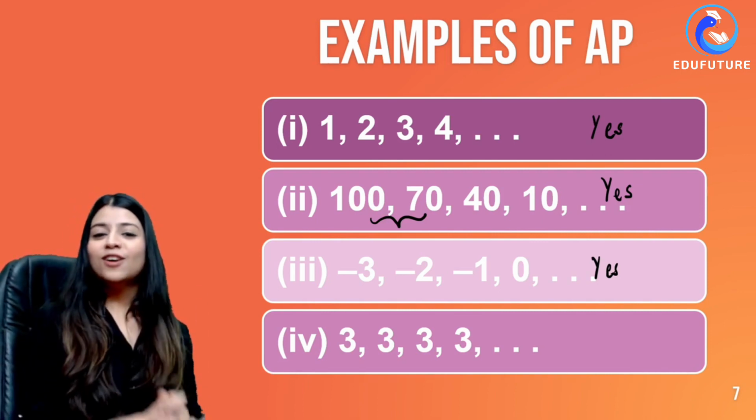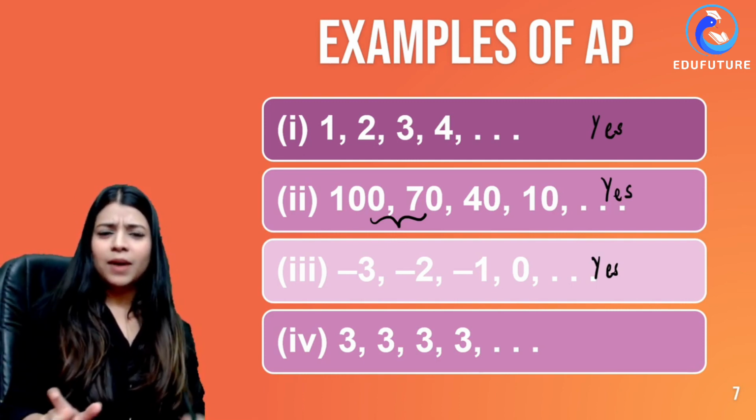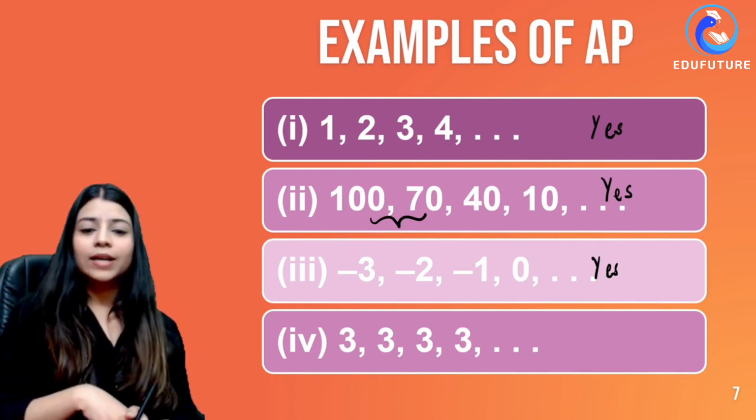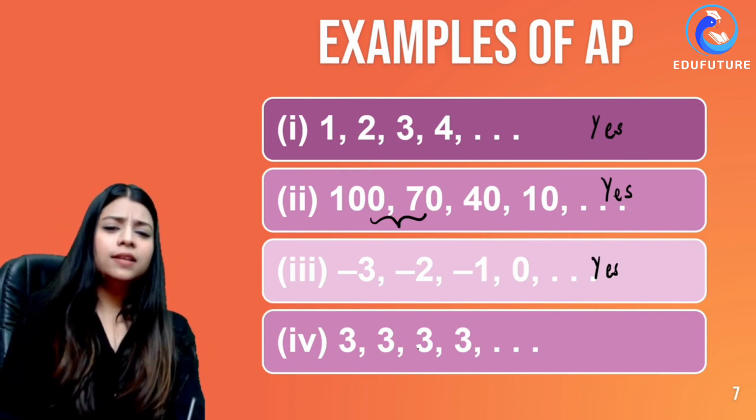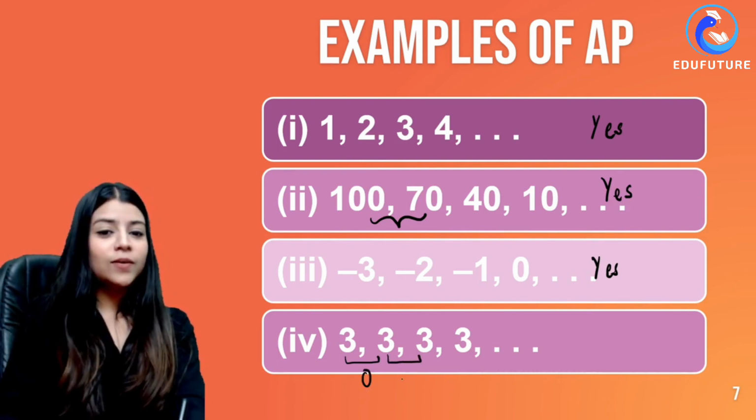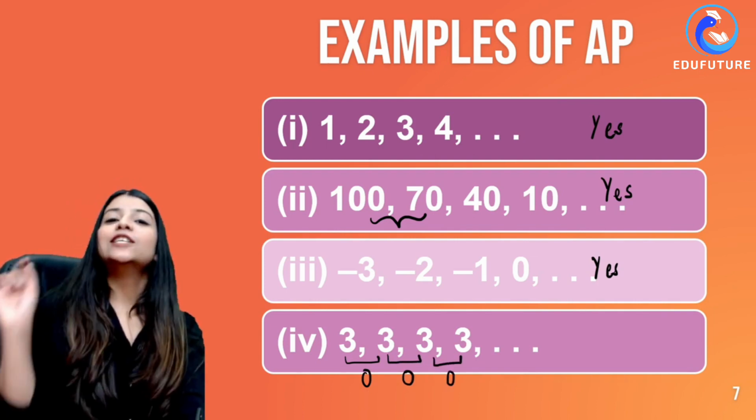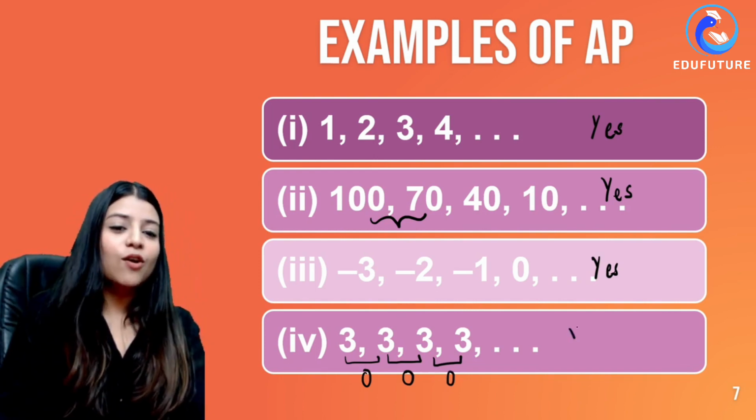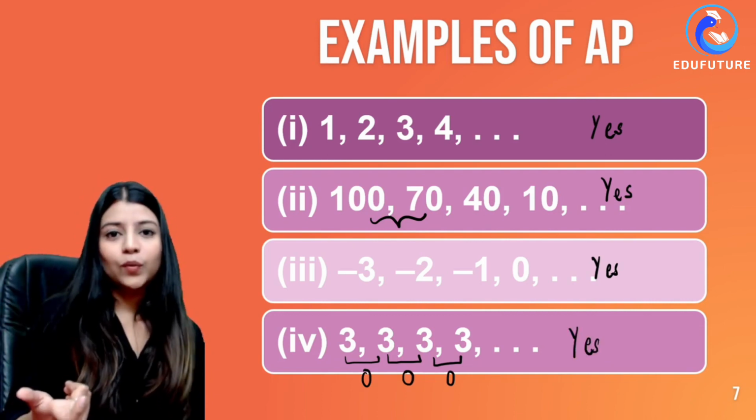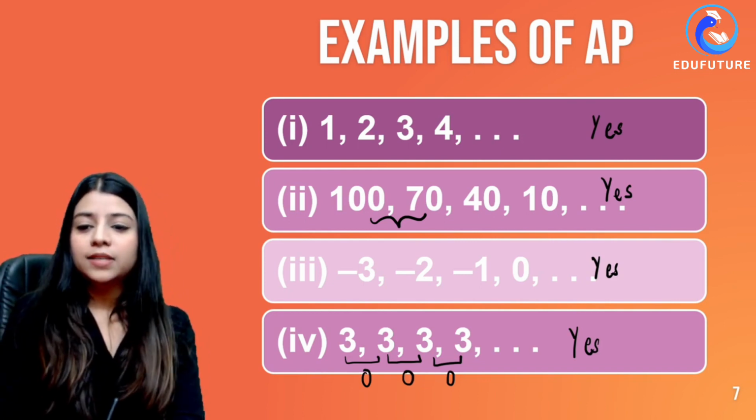Okay, so let me explain. 3 comma 3 comma 3 comma 3. What my AP is that the gap has to be the same and it should be a sequence. This forms a sequence, but is the gap the same? I see that the gap between these two numbers is 0. Again the gap between these two numbers is 0. And the gap between these two numbers is 0. So if my gap is constant, this is my AP. So it also forms an AP. So don't get confused. The D can be 0. Basically, the gap between the two numbers can be 0, can be positive, can be negative. We will be discussing it.